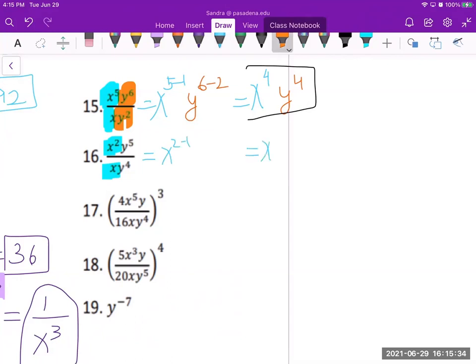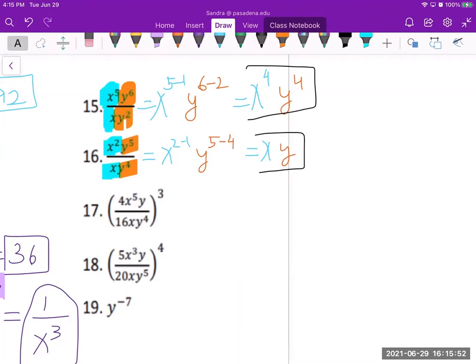Let me go ahead and look at the y's. So now that's going to be y to the 5 minus 4. And so then that will be just a y. And so the answer will be x times y. Okay, let me go ahead and move on to 17.